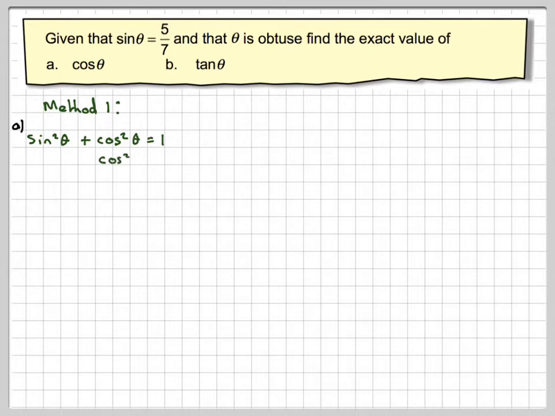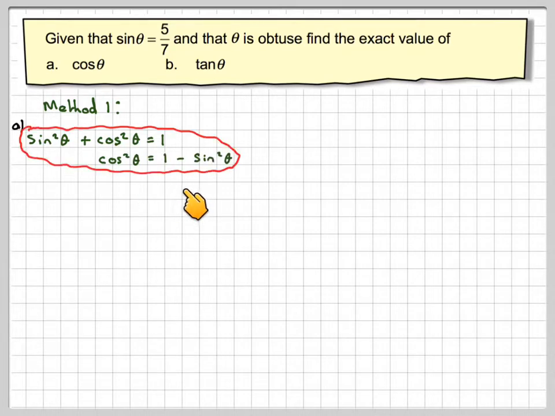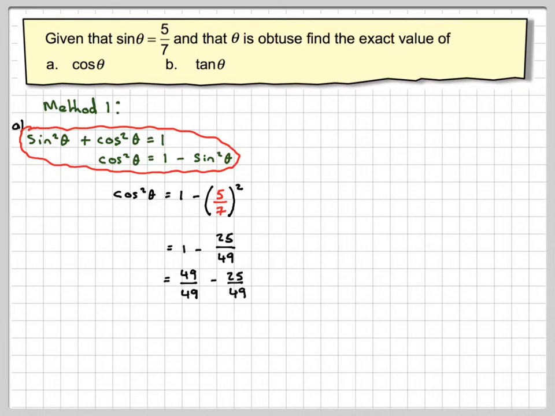And because I want to find cos, cos squared theta will be equal to 1 minus sine squared theta. So therefore cos squared theta will be 1 minus 5 over 7 squared, which gives me 1 minus 25 over 49. And then 1 is 49 over 49 minus 25 over 49. Same denominator now, so 49 minus 25 is 24 over 49. And that gives me that cos theta, if I take the square root, is plus or minus square root of 24 over 7. Now the problem, is it positive or is it negative?